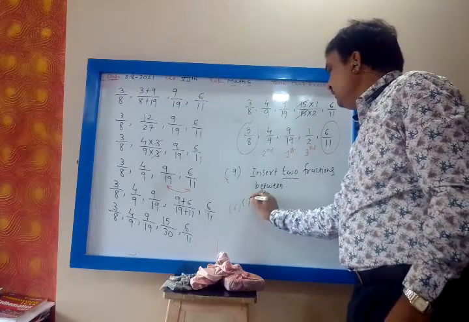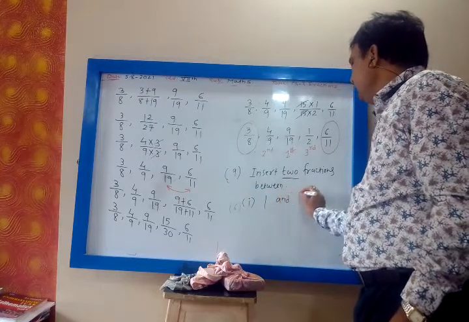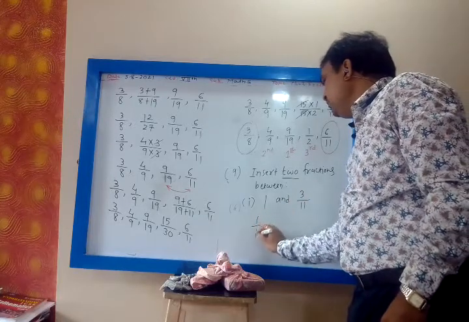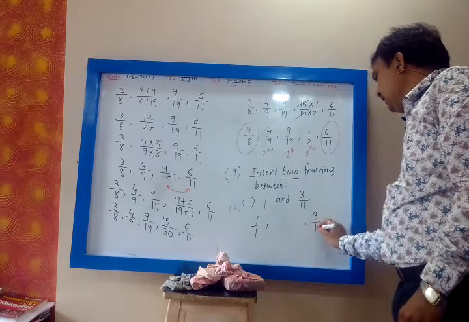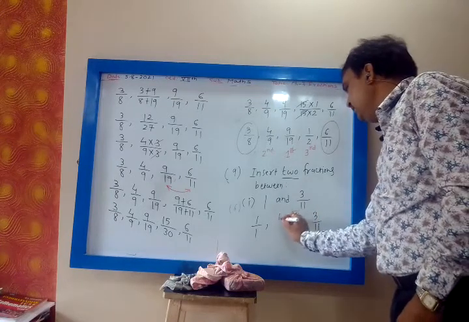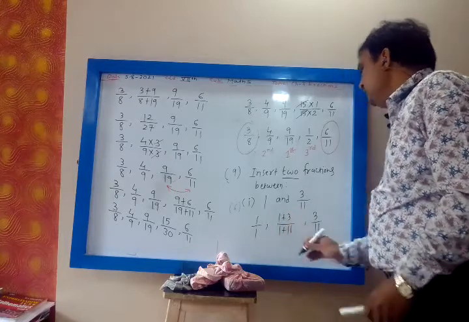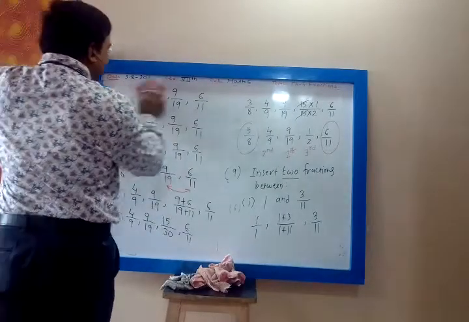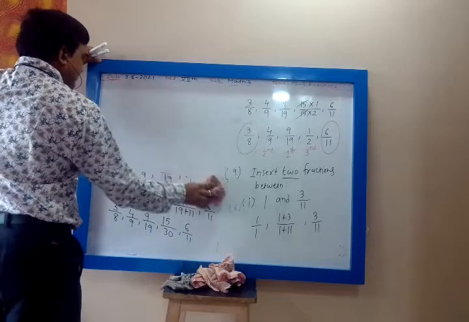1 and 3 by 11. What will you write for 1, my dear? 1 you will write as 1 upon 1. And how will you insert the first fraction? 1 plus 3 upon 1 plus 11. So that is 1 upon 1, 4 by 12. Instead of 3 fractions, now you have to insert 2 fractions.